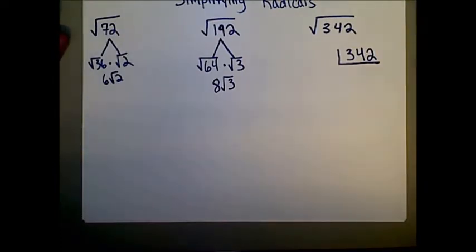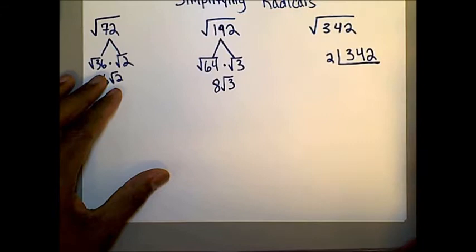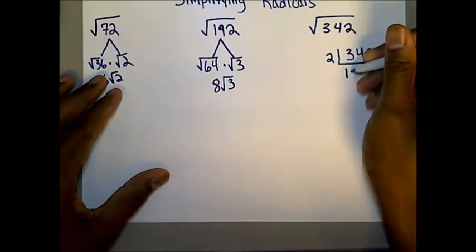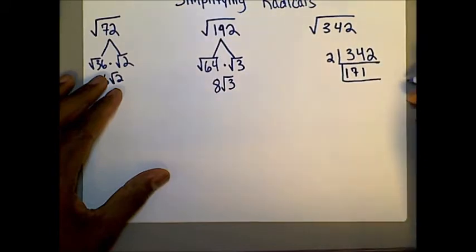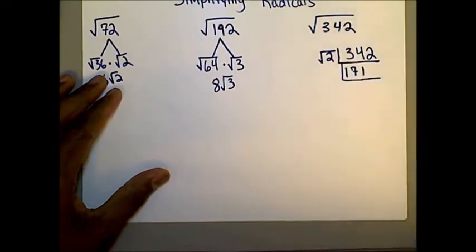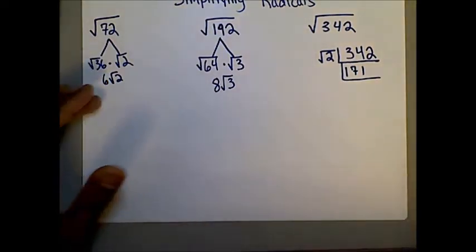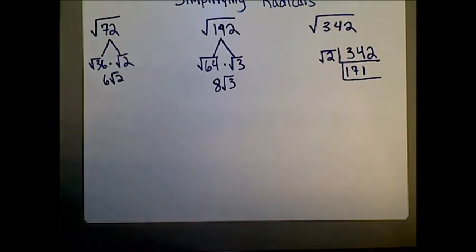So 342 divided by 2 gives me 171. So I take this 2 right here, and 171 is the remainder. And I continue on with my box. Now, all the numbers out here are square roots, because remember, we're still simplifying radicals, so there are square roots out here. Okay? So next I have to ask myself, well, what is the smallest number that goes into 171?